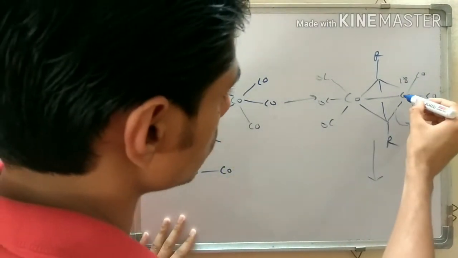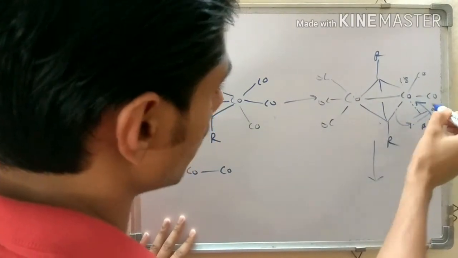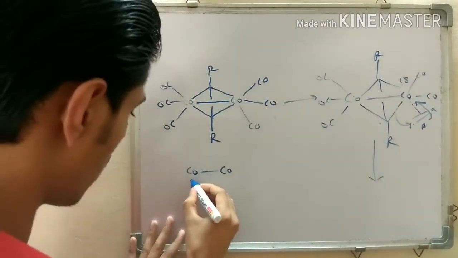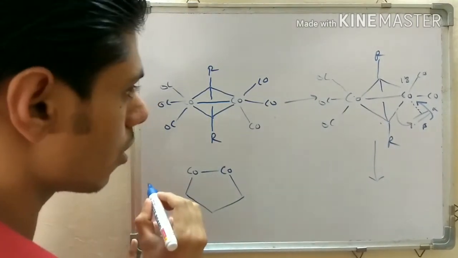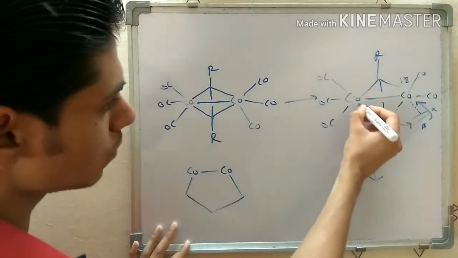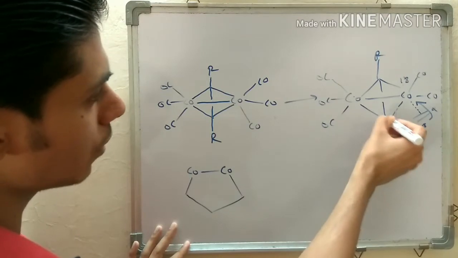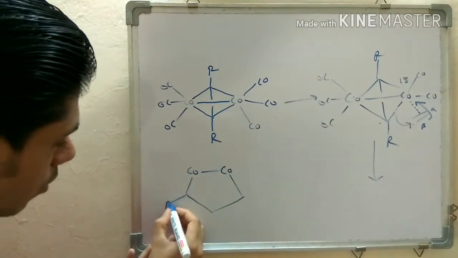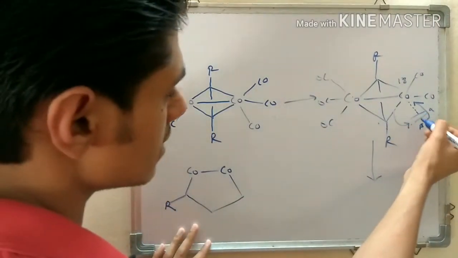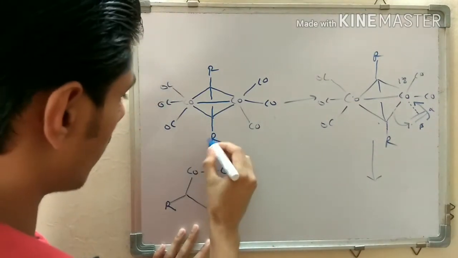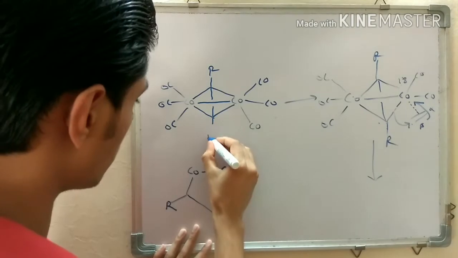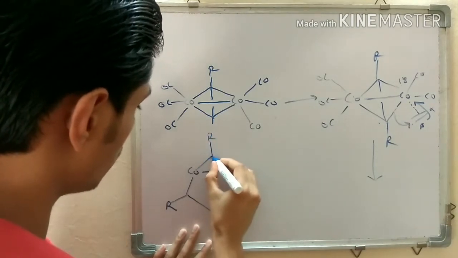So now you can see this is 1, 2, 3, 4, 5. This will become a 5-membered ring. So I can write a 5-membered ring like this. And you have this R group just adjacent to the carbon bound to the cobalt. So here you have the R group, and this alkene part is actually your alkene. Now the above part is the same.